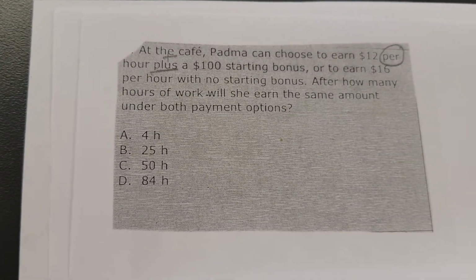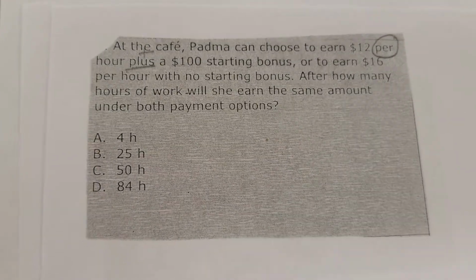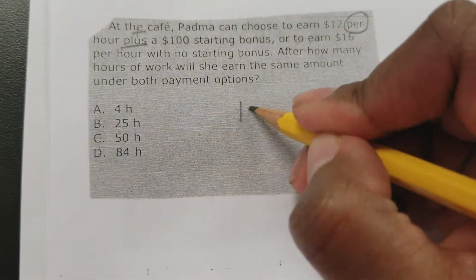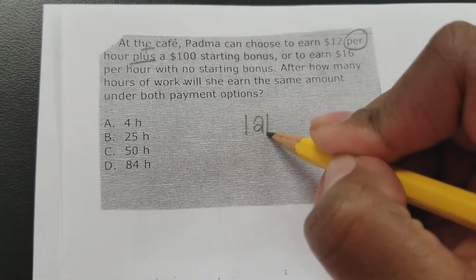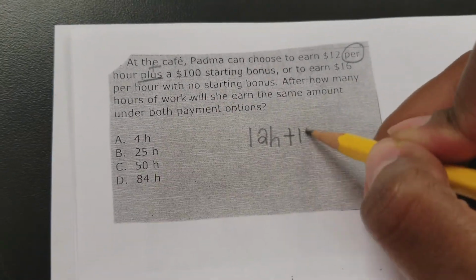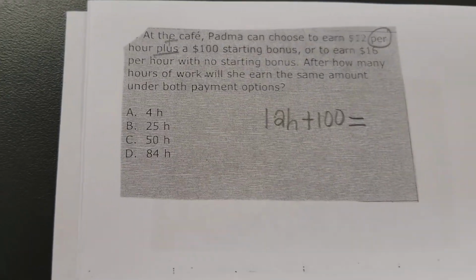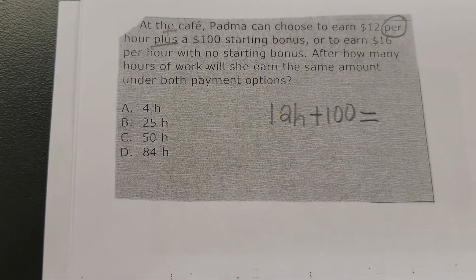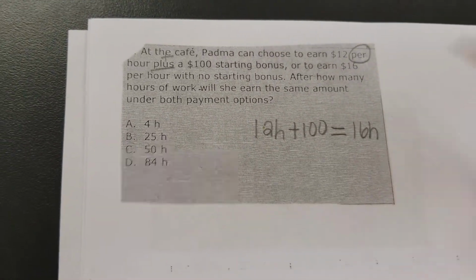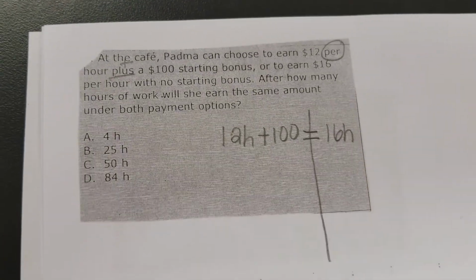So she can choose to earn $12 per hour. We don't know how many hours, so that's going to be our variable. So it's going to be 12, and I'm going to use H for hours, 12H, plus a $100 signing bonus. Or she can choose to earn $16 per hour with no starting bonus. So it's going to be 16H. Again, I'm going to draw the line down my equal sign.